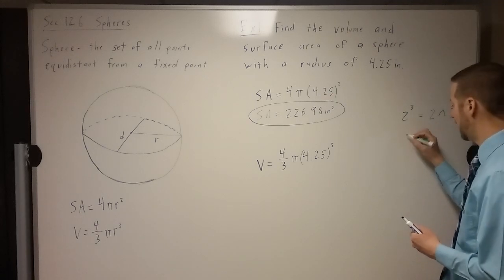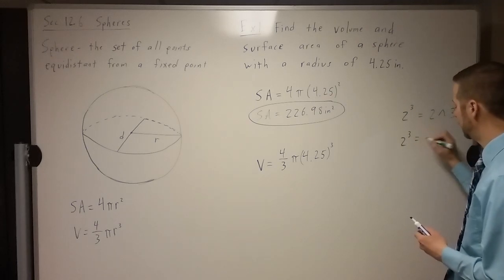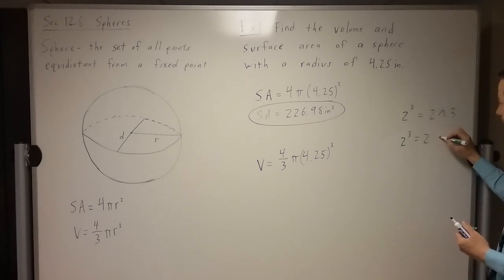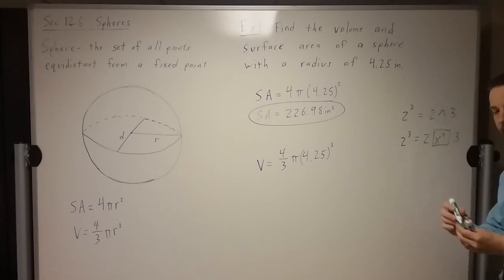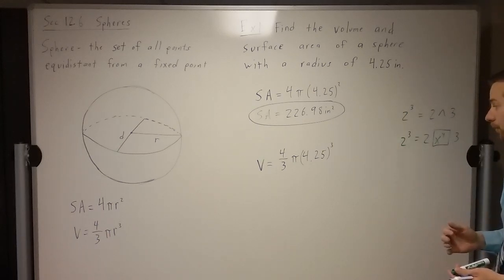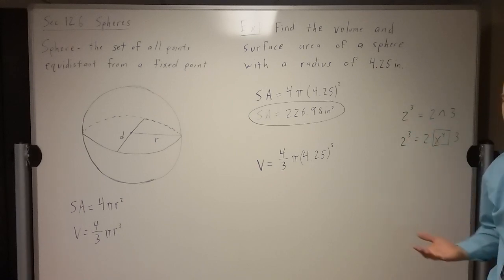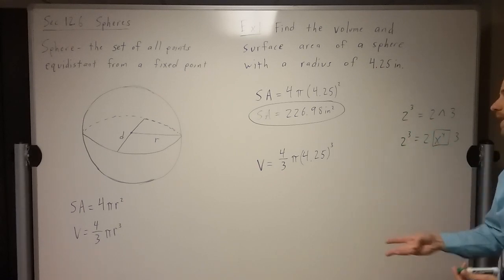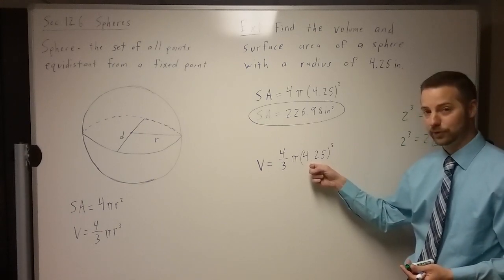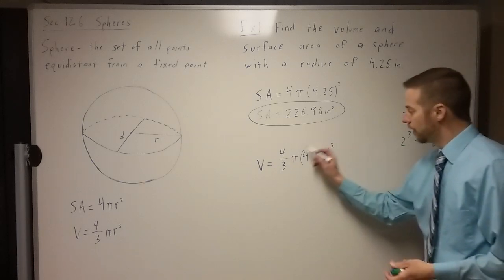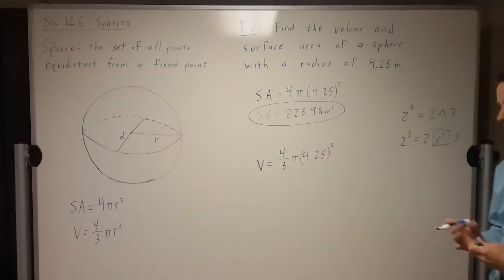Some calculators have a button that says x to the y or y to the x power. So you'd hit 2, then that button, and then 3. It just depends on what calculator you have. Another option would be to just type in 2 times 2 times 2. Now this one's easy enough, 2 times 2 is 4, 4 times 2 is 8. This one's not so easy. I don't know what 4.25 times itself 3 times is off the top of my head. So there are some options for how you could get the cubed part.